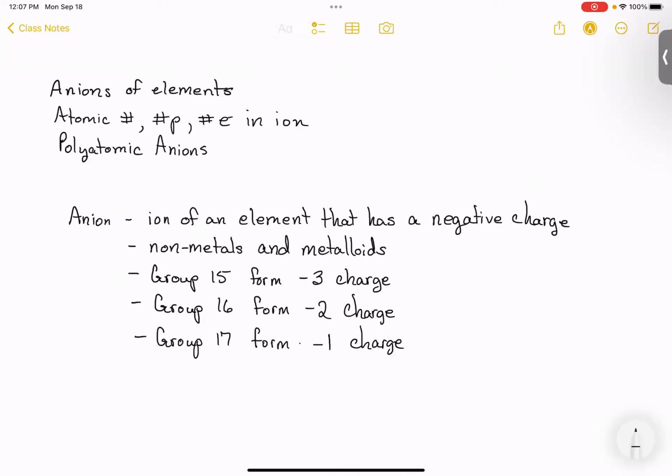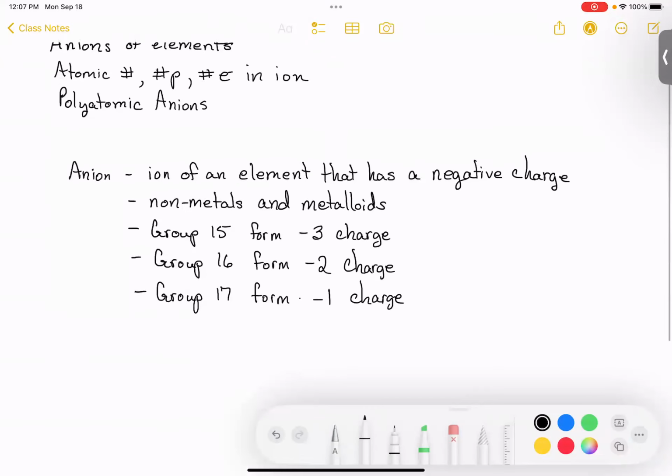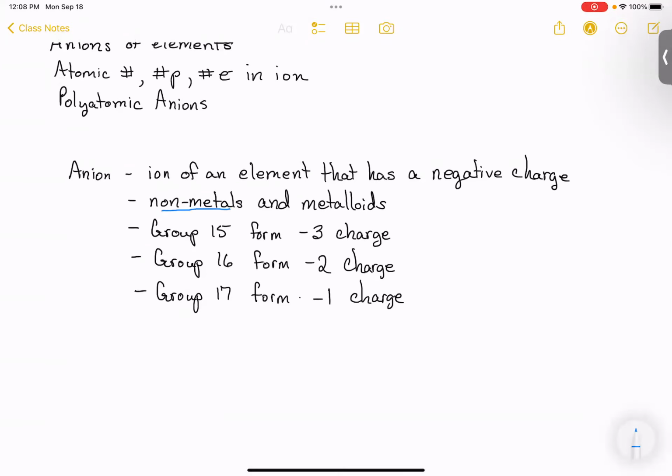So there's a lot of little bitty details that aren't important in the statements that I have listed. The very first thing that was important was that it was the nonmetals and metalloids that form the anions. And they do so at a negative charge.